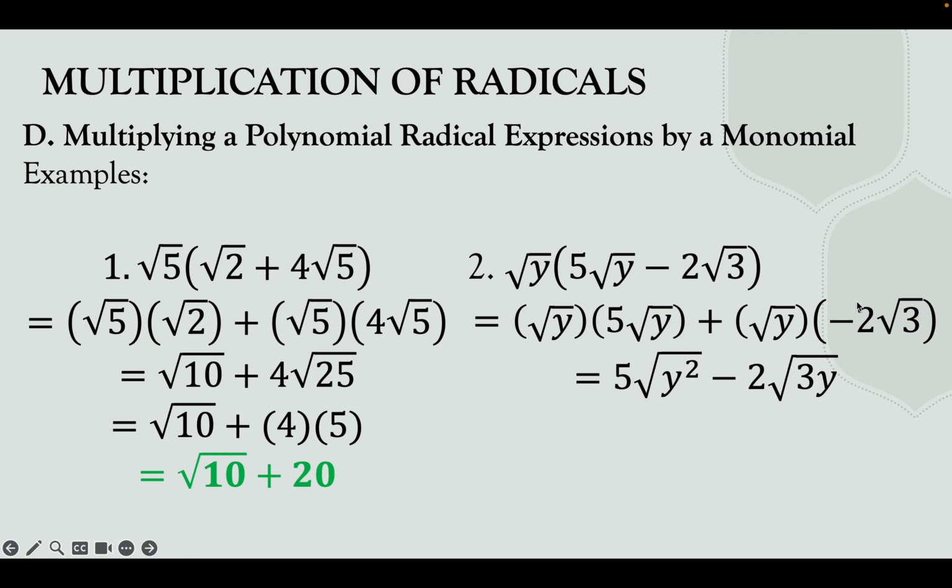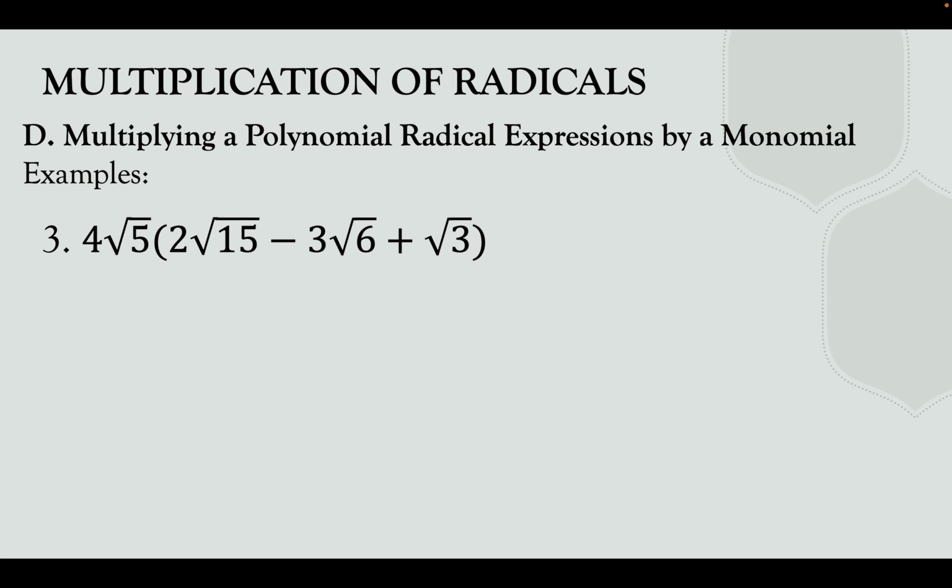So since we have a negative sign here, we have negative 2 square root of 3 times y, we have 3y. So we can simplify this one, square root of y squared. So we have square root of y squared is y. So we have here 5y minus 2 square root of 3y.